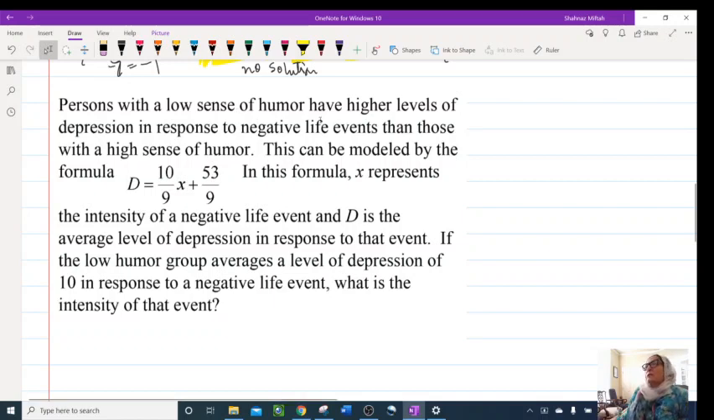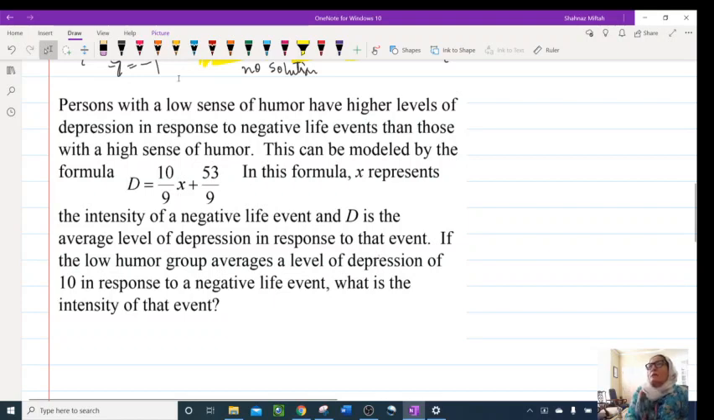Persons with a low sense of humor have higher levels of depression in response to negative life events than those with a high sense of humor. This can be modeled by a formula. In this formula, pay close attention: what do they mean by X and D? X represents the intensity of a negative life event.